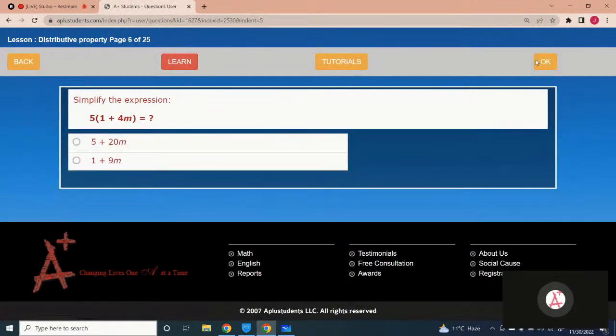Okay, which is the correct option for this one? 5 times 1 plus 4m. I'm waiting for the answer. Please write the answer in the chat box. Which of the following is the correct option? The first one or the second one? Very good. That would be the first one. 5 times 1 is 5 and 5 times 4 is 20. It would be 5 plus 20m. Got it, everyone?